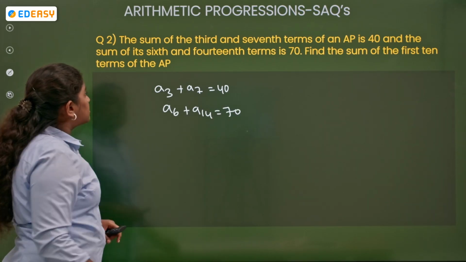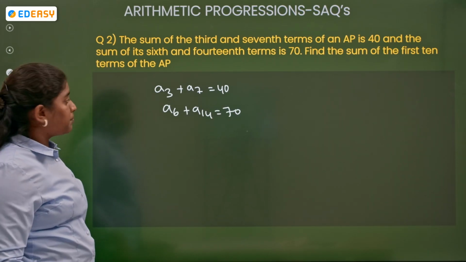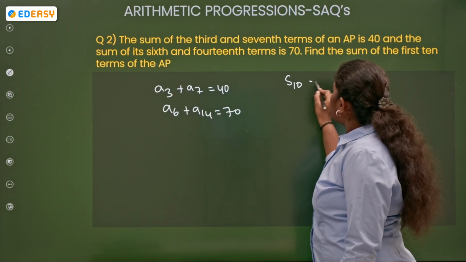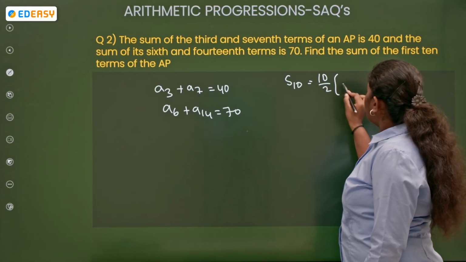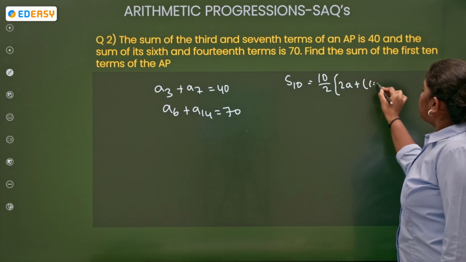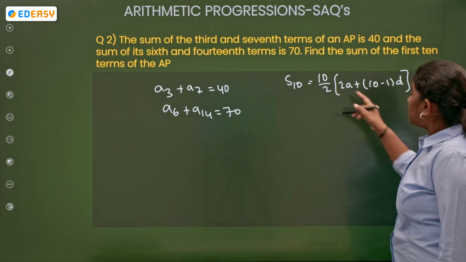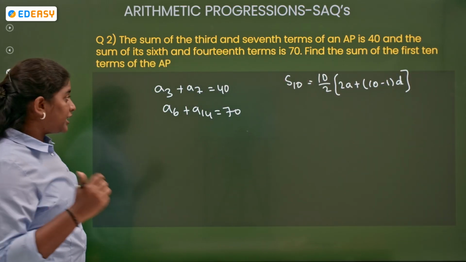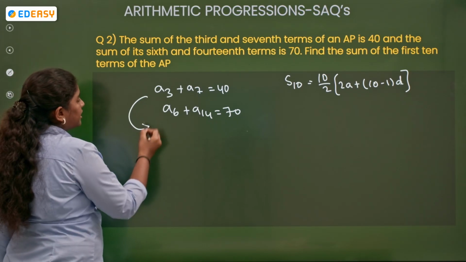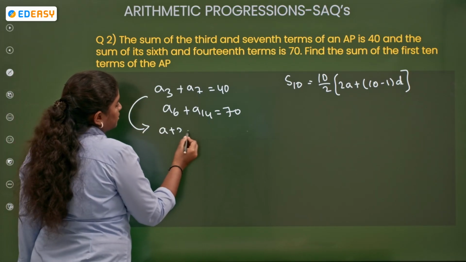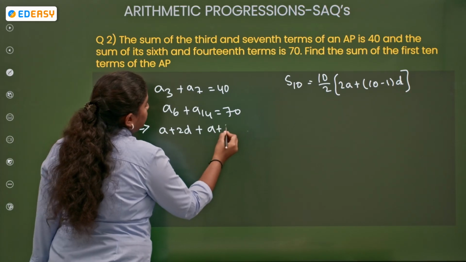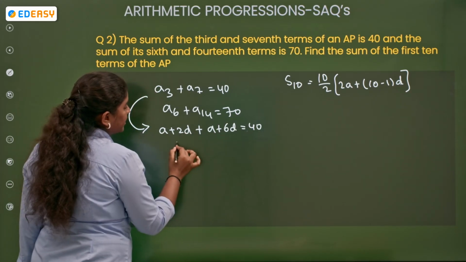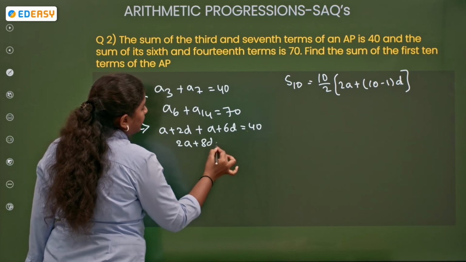Find the sum of the first 10 terms of the AP. So now they are asking us to find S10. The S10 formula will be 10 by 2 into (2A plus (10 minus 1) into D). For this, we need to find the A and D values. So let's see how we can find the A and D values. Can I write my first equation as A plus 2D plus A plus 6D equals 40? Okay, now A plus A, 2A plus 8D equals 40.